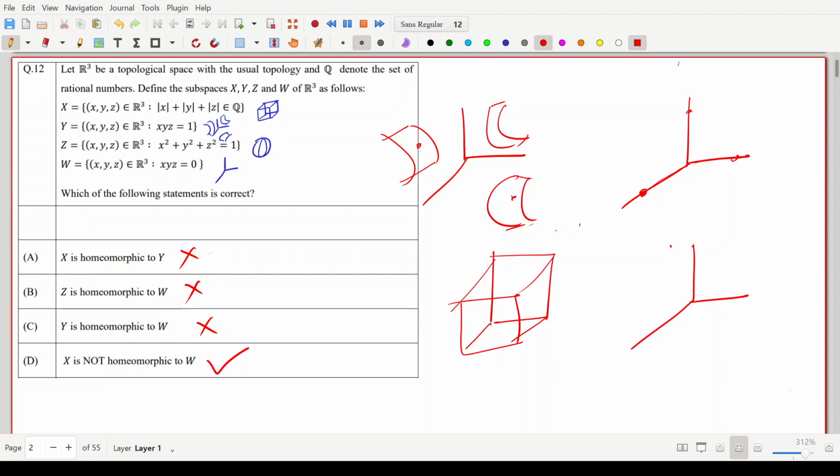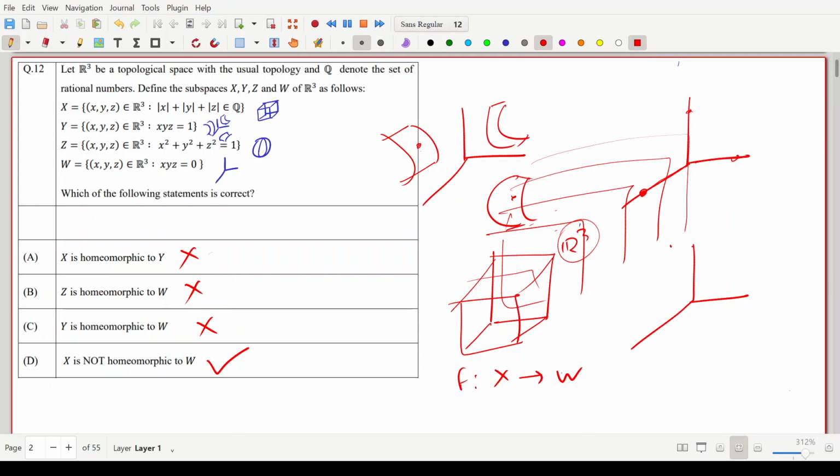Suppose there is a homeomorphism from X to W, correct? And what can we say about the set X? It is having all the cubical shape, so it will be covering the whole of R3 if you see only the rationals, because between any two rationals there is a rational, so it will be having one cube, another cube, and so on. There will be so many cubes, and I'll be having some gap between them. Do you observe the gap? Because there are some irrational numbers also in between.